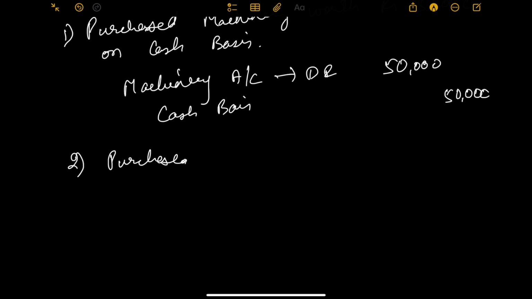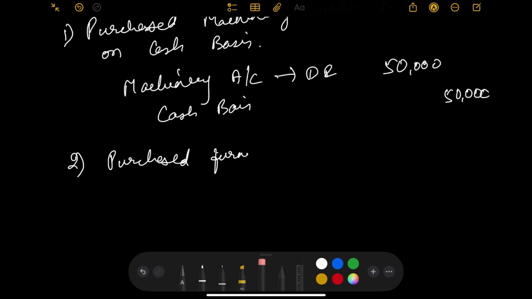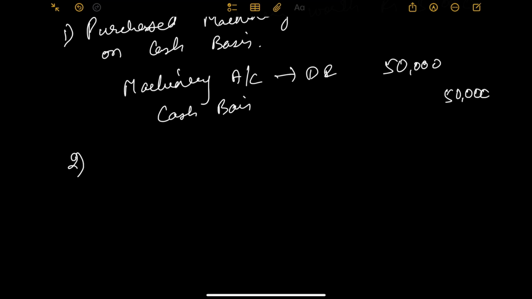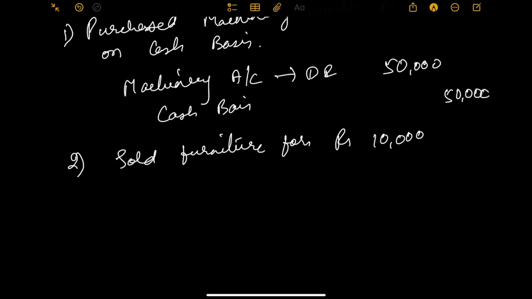Sold furniture for rupees 10,000 on cash basis. Okay, so here which are the accounts that are getting debited and credited? There are real accounts that are getting affected in this transaction. One is the furniture, second is the cash.